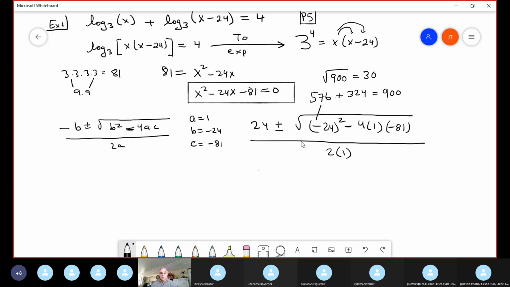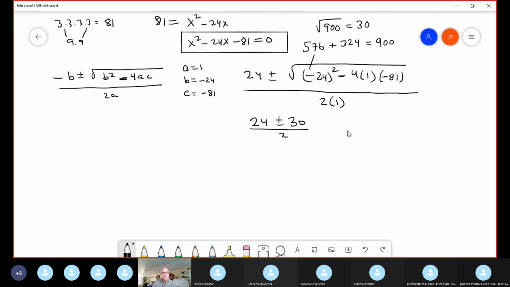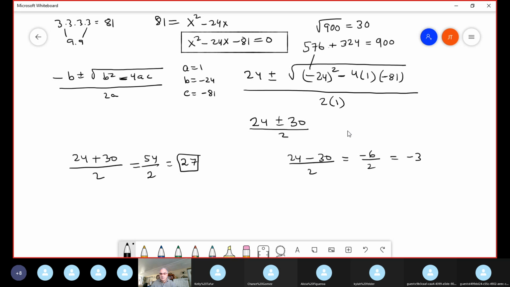Okay, super. So we have 24 plus or minus 30 divided by 2. And you separate it in two pieces: 24 plus 30 over 2, and 24 minus 30 over 2. This is 54, divided by 2 is 27. This is my first solution. And this is negative 6: 24 minus 30 divided by 2 is negative 3.